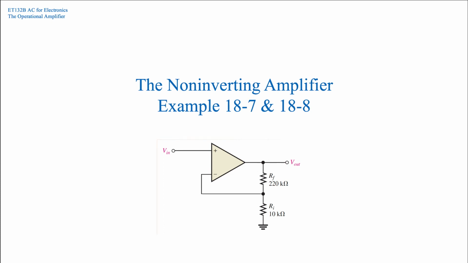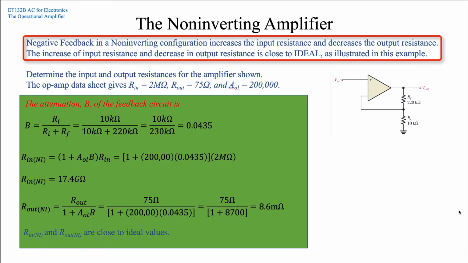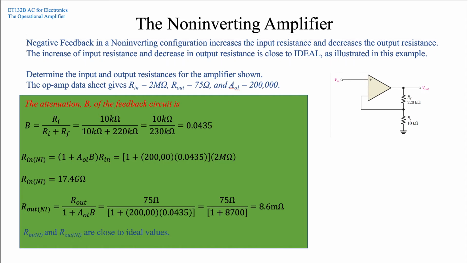Let's take a look at the non-inverting amplifier. We're going to put two of the examples together, 7 and 8, and you can see the example on the page here. Negative feedback in a non-inverting configuration increases the input resistance and decreases the output resistance. The increase of input resistance and decrease in output resistance is close to ideal.